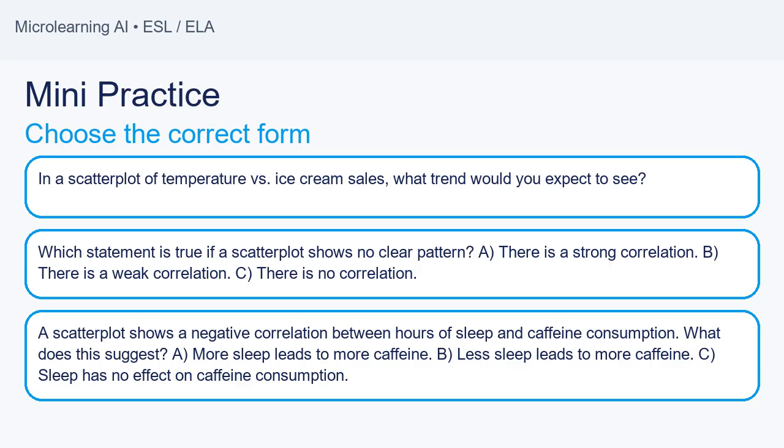Mini practice. Choose the correct form. 1. In a scatterplot of temperature versus ice cream sales, what trend would you expect to see? Answer: positive correlation.